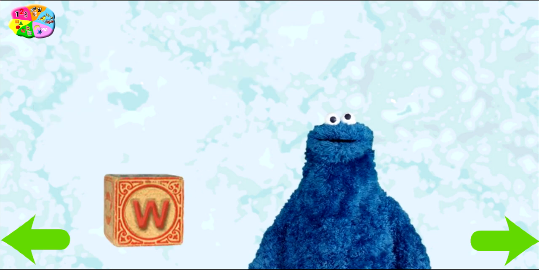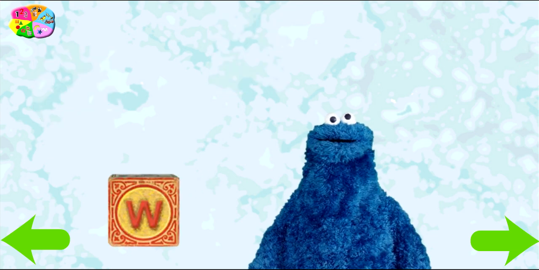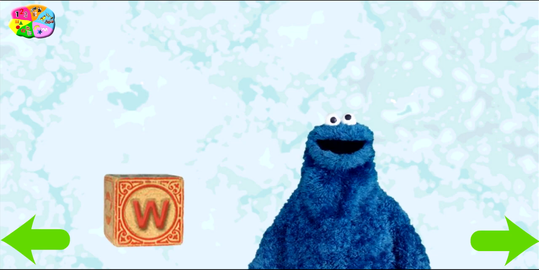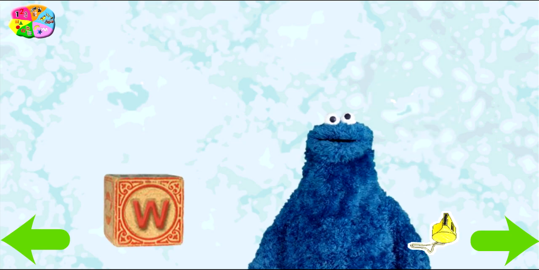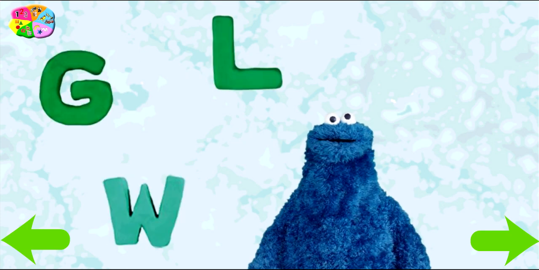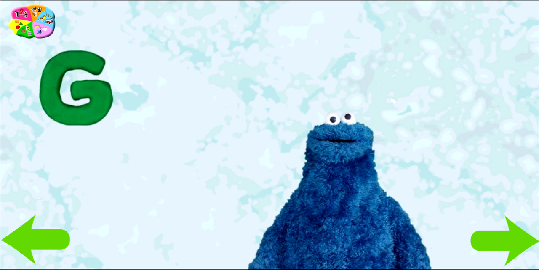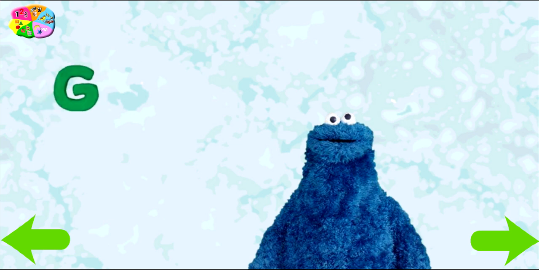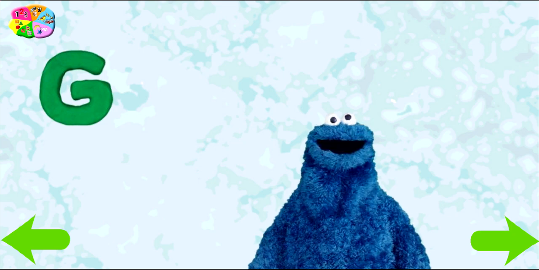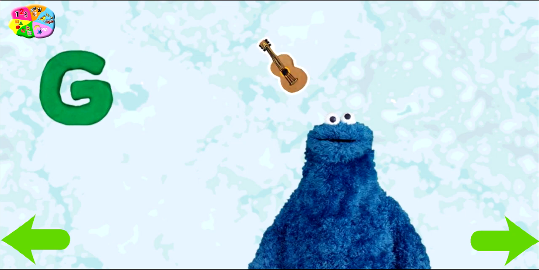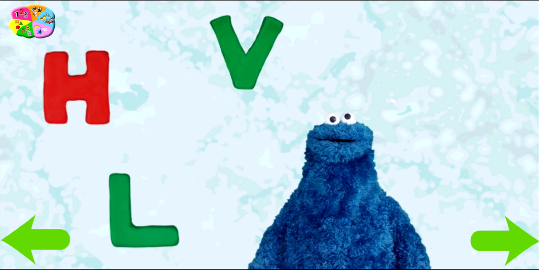W. One smart cookie. W. Whistle. Listen carefully. This one a bit tricky. Click on letter G. G. You so good at this. Me think you letter detective or something. G. Hey! Guitar! Hang on a minute. Me think this one over.